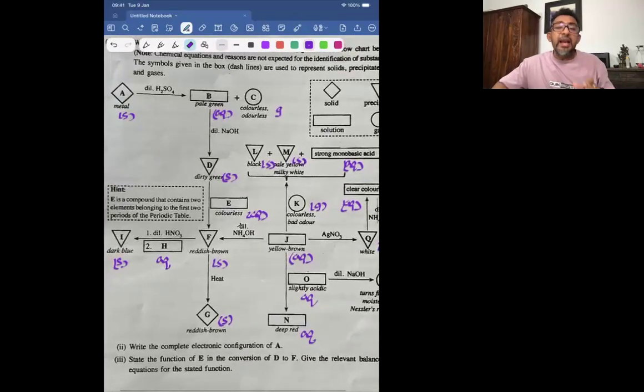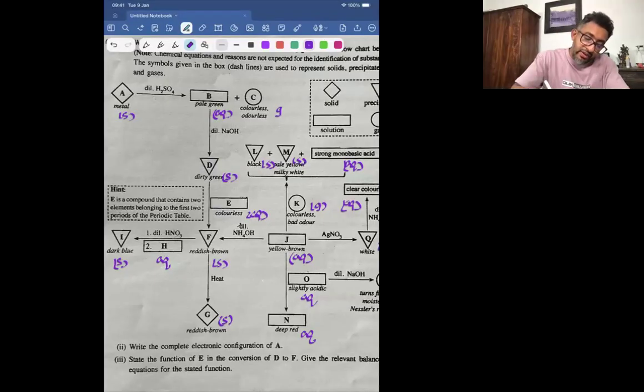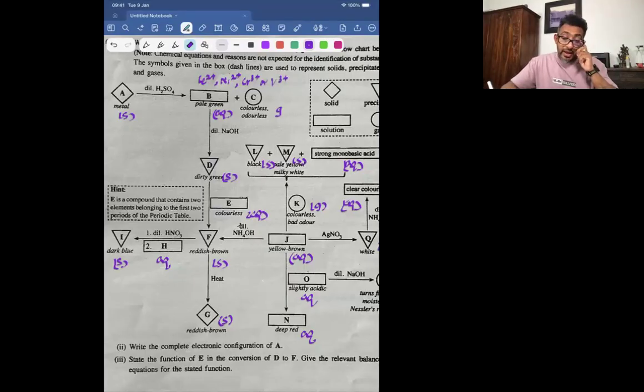Metal, dilute sulfuric, pale green. Now green color comes from chromium, nickel, Fe2+, and then maybe vanadium 3+. These are the pale green ones. So you can have Fe2+, nickel 2+, chromium 3+, or vanadium 3+. These are the ones that you can have.